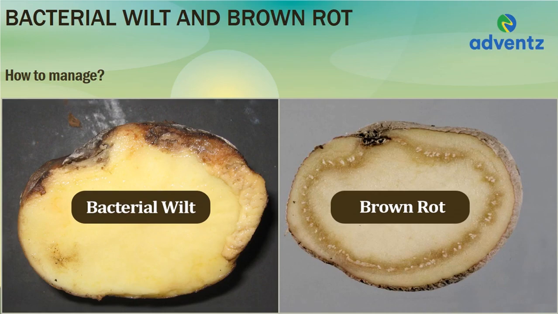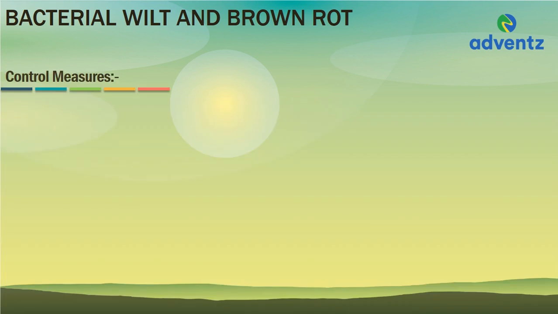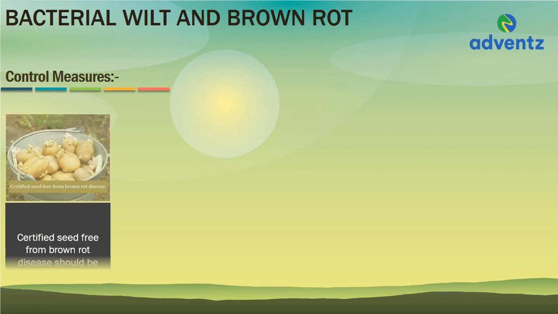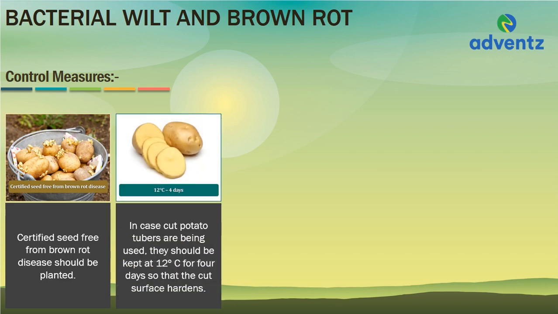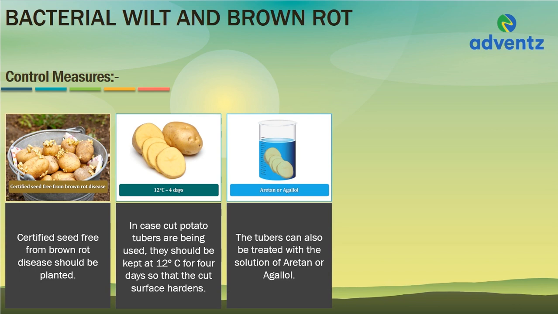How do we manage bacterial wilt and brown rot? There are many ways to manage bacterial wilt and brown rot. Certified seeds free from diseases, which is brown rot diseases, should be planted. In case cut potato tubers are being used, they should be kept at 12 degrees Celsius for 4 days, or until the cut surface hardens. The tuber should also be treated with a solution of arytan or agagol.